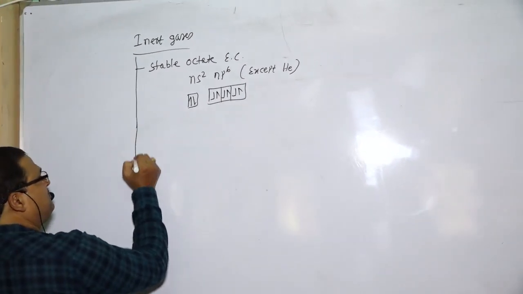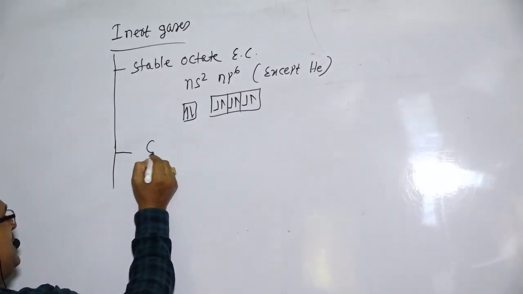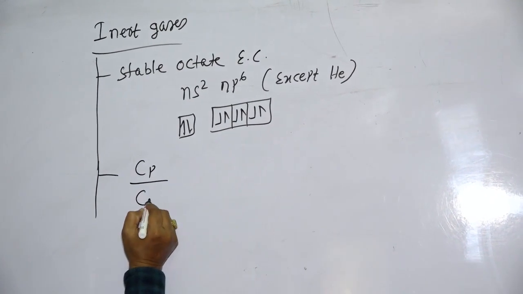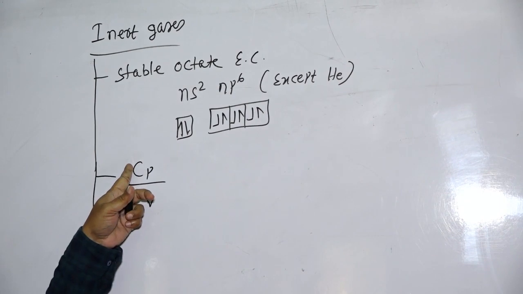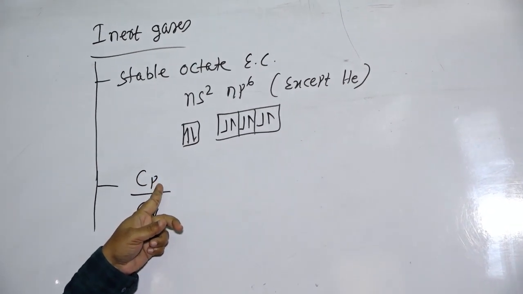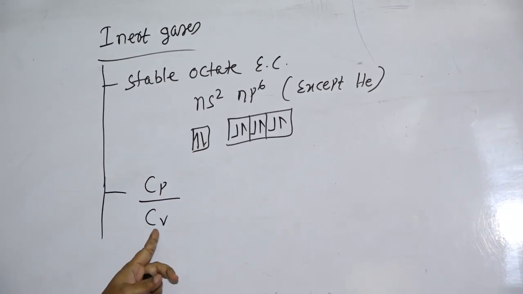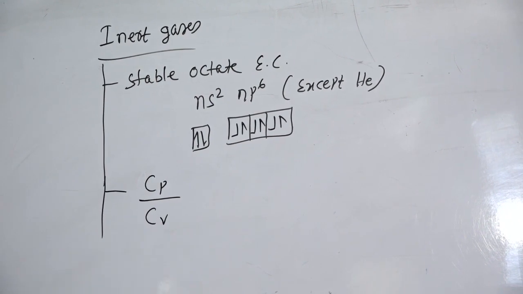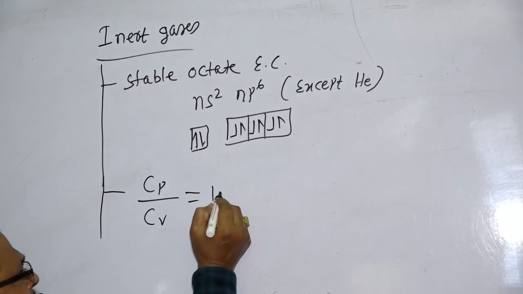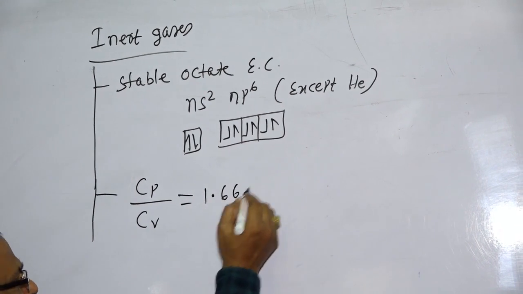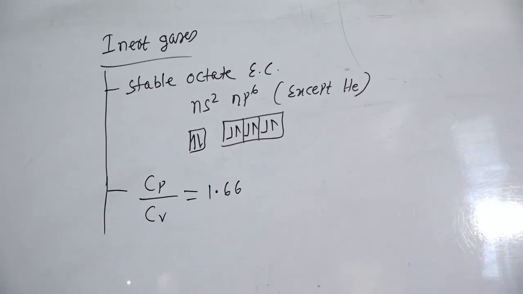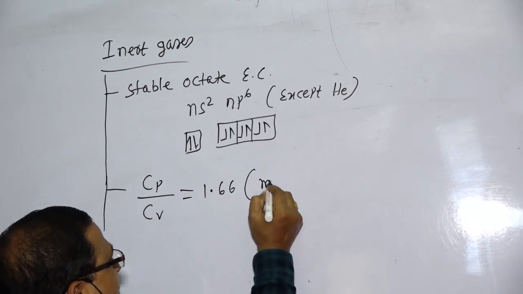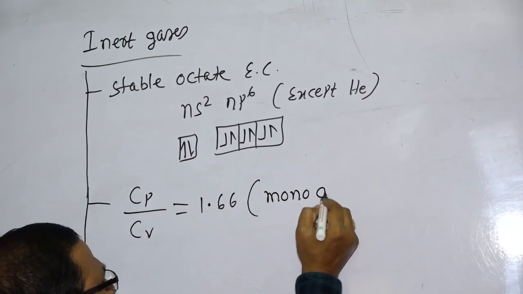Next one, that is Cp by Cv. What is the meaning of Cp and Cv? That is heat capacity at constant pressure and heat capacity at constant volume. The value is found to be 1.66. That value indicates monoatomic gases. So 1.66 means monoatomic.